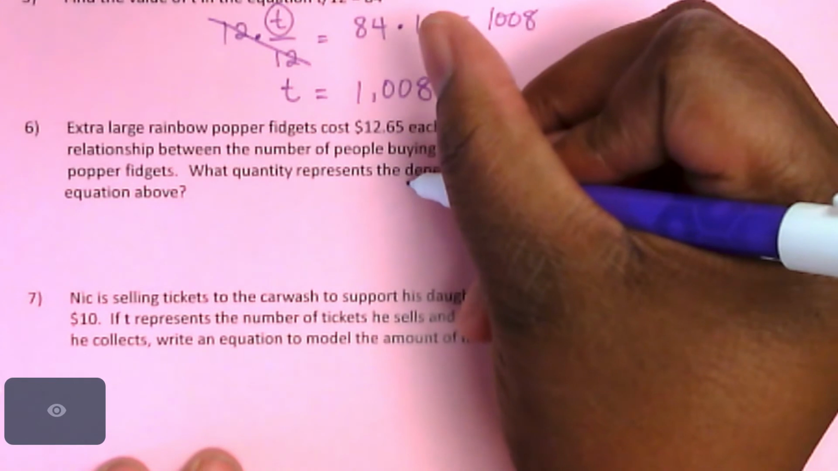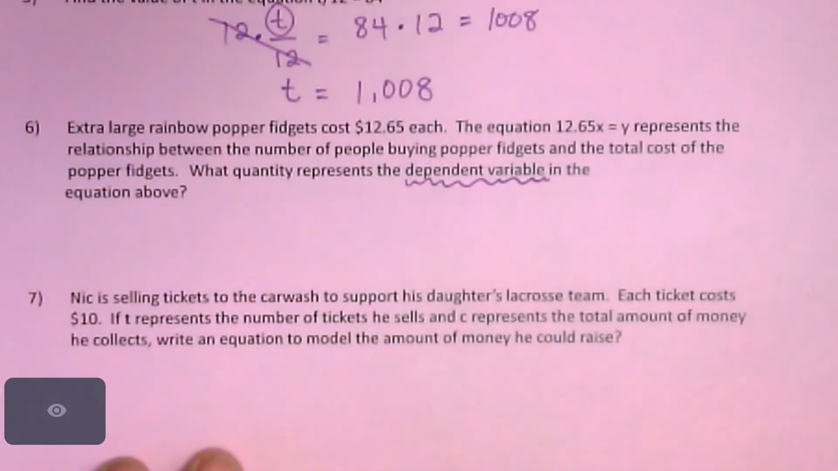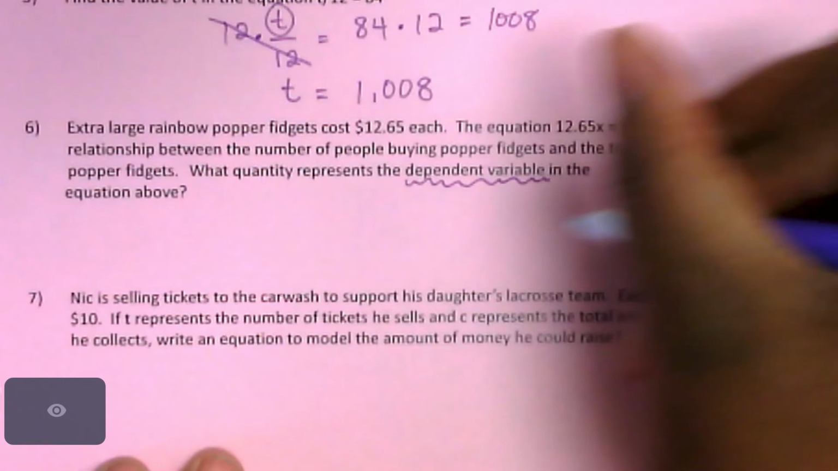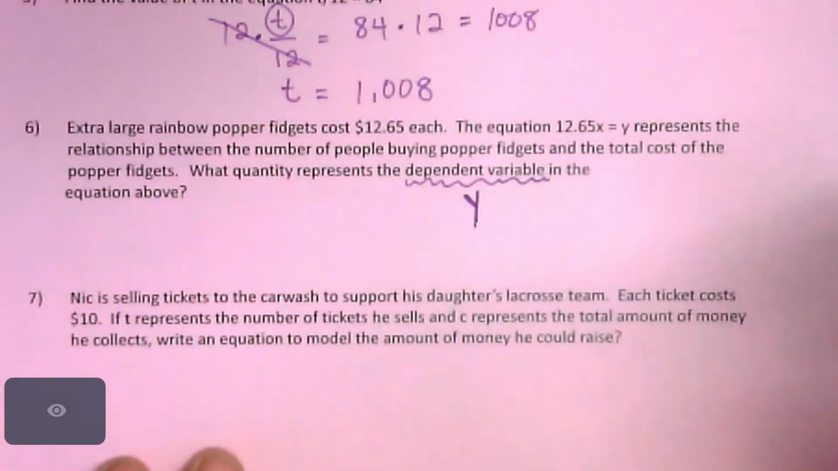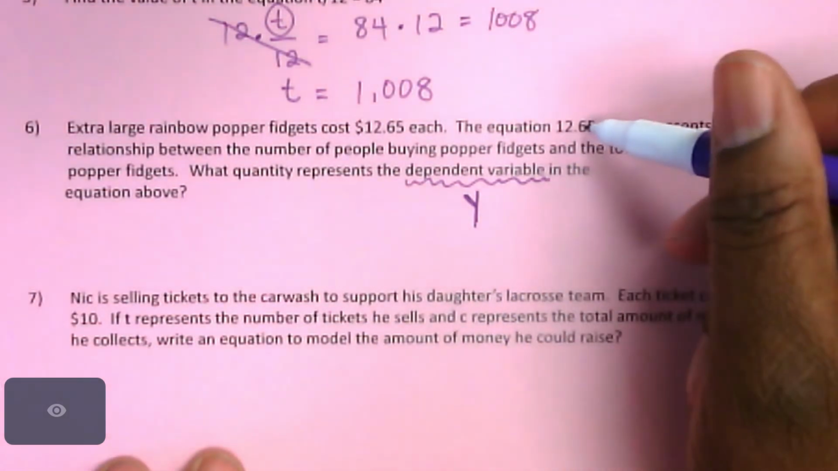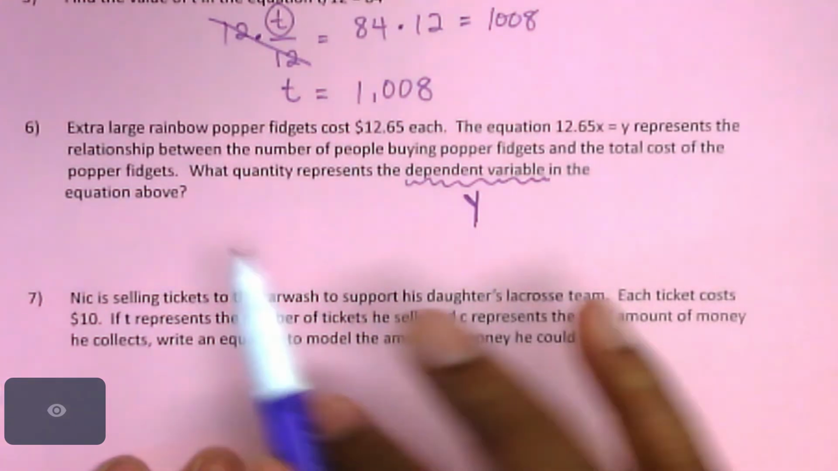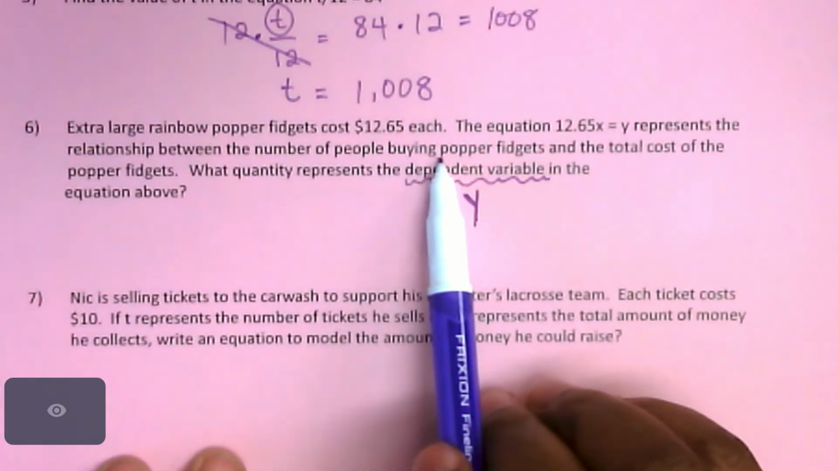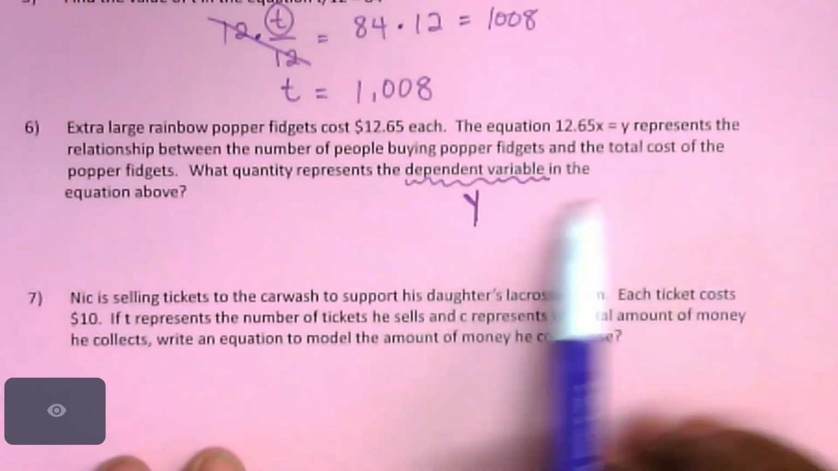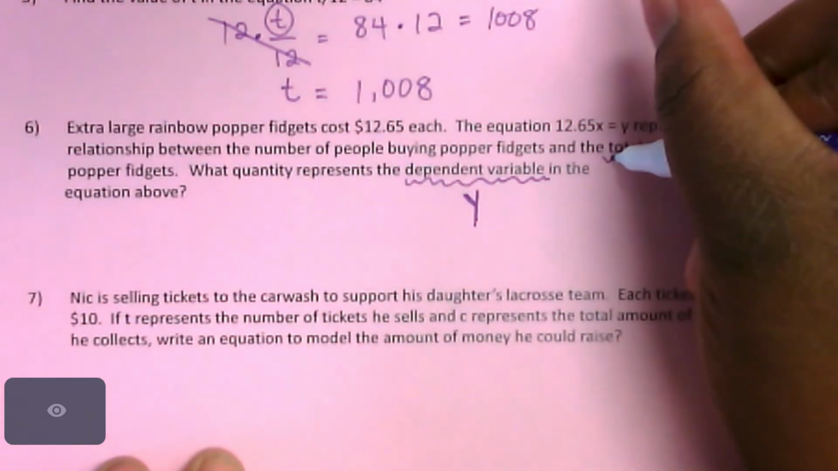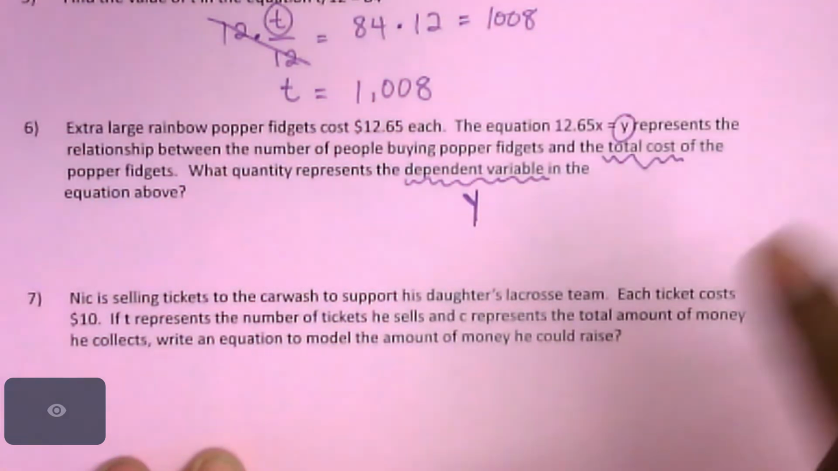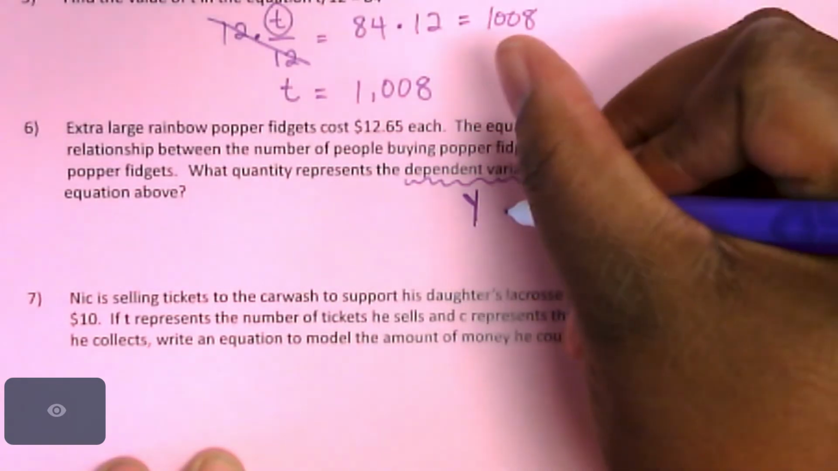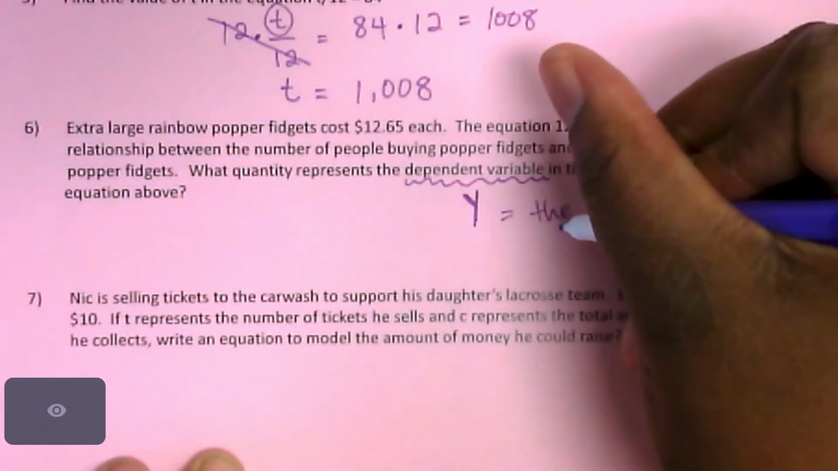All right, so something to note. They want to know the dependent variable. So I already know that y is the dependent variable. x is the independent, y is the dependent. It says the equation 12.65x = y represents the relationship between the number of people buying popper fidgets and the total cost of the popper fidgets. So our total cost, that's the y. So which quantity represents the dependent variable in the equation above? Y, the total cost.